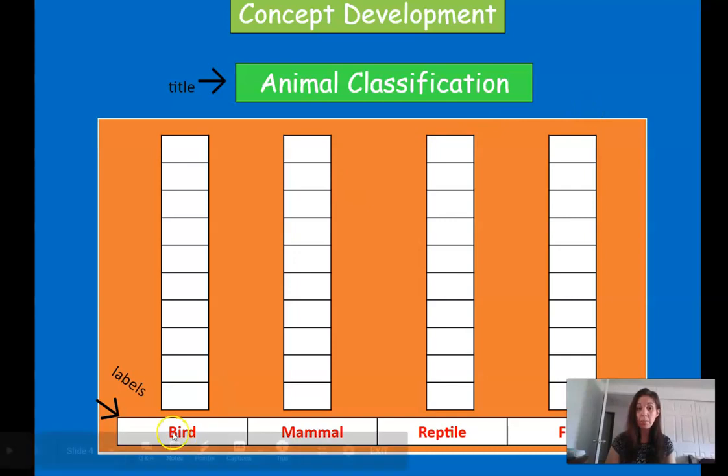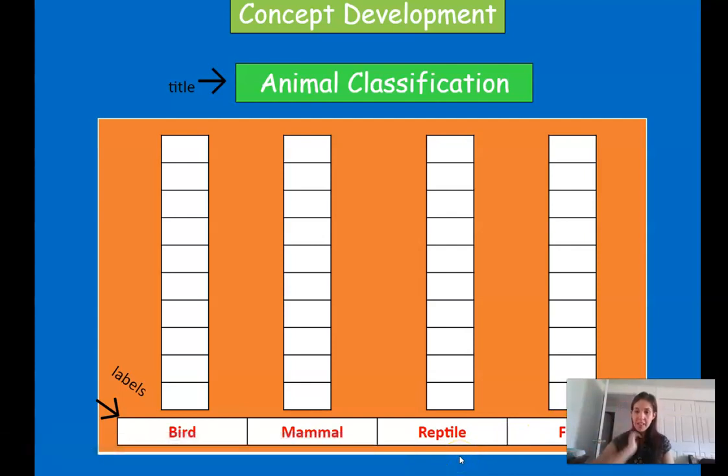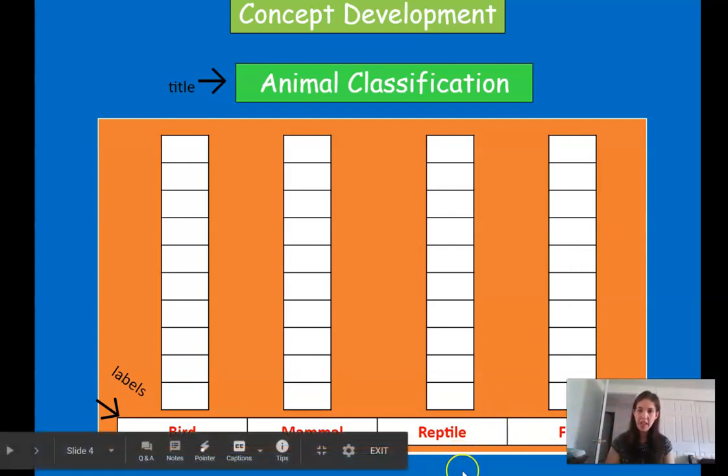And then you have to have labels. Labels help the person looking at the graph understand what is in each of these columns. If you didn't have labels, your graph would be very confusing. So you have to label. This tells me that all of this information is going to be how many birds. This one tells me this is going to be for mammals, reptiles, and fish. Okay?